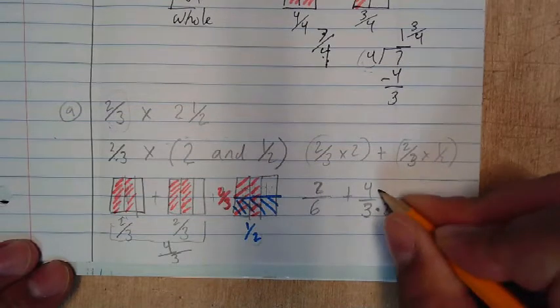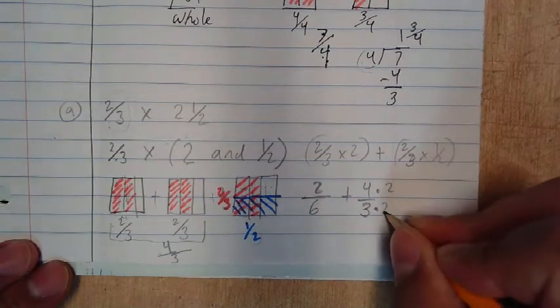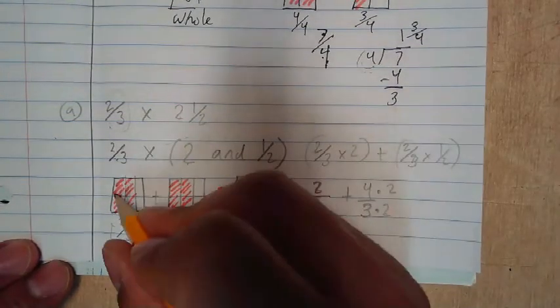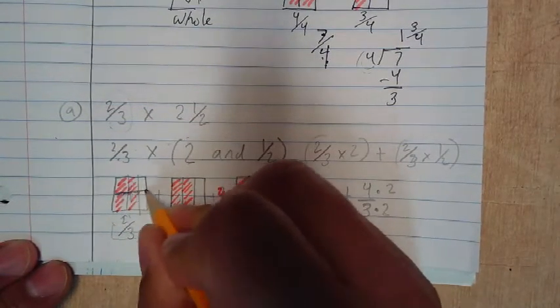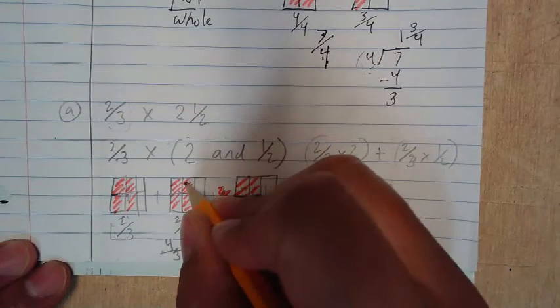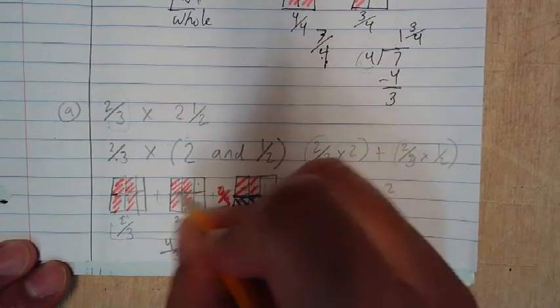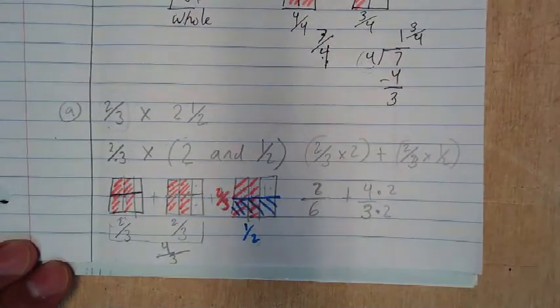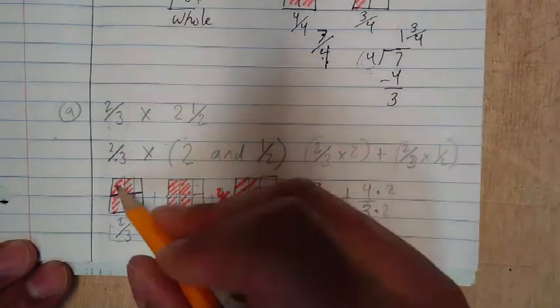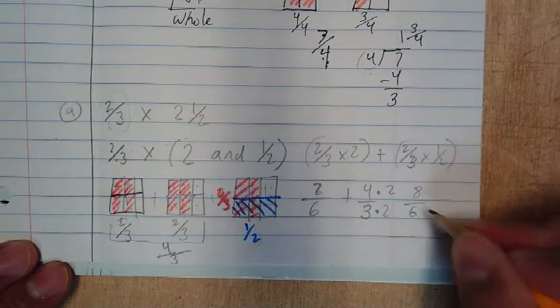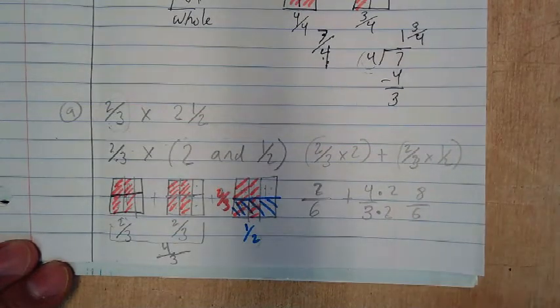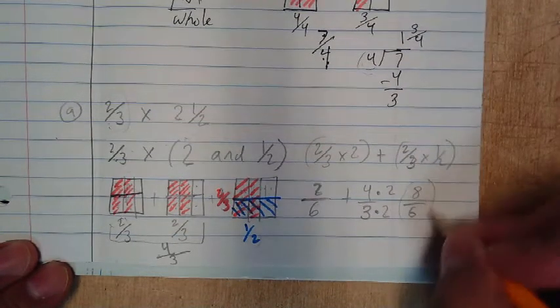Times 2. What does that times 2 mean? It means each of these pieces now becomes 2. 1, 2, 1, 2, 1, 2. 1, 1, 2, 1, 2. So that becomes 1, 2, 3, 4, 5, 6, 7, 8. 8 sixths. That becomes 8 sixths. Right? I'm going to rewrite that.